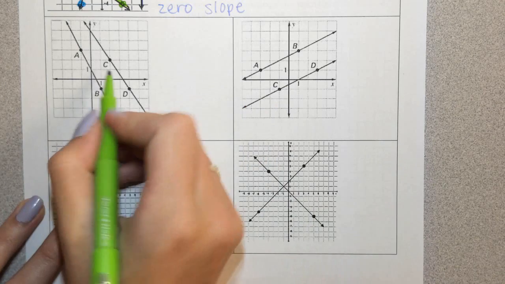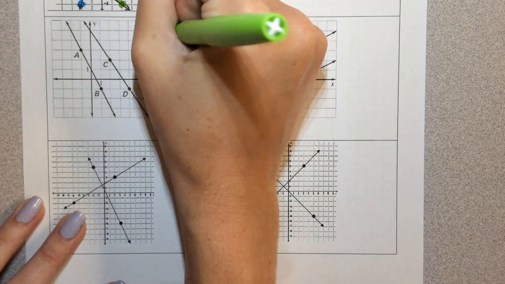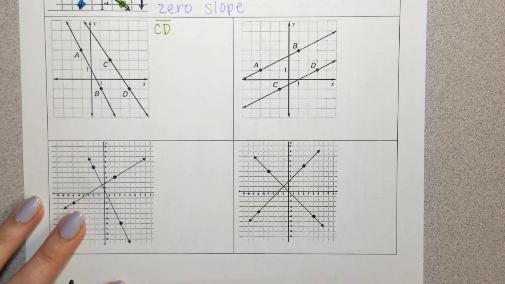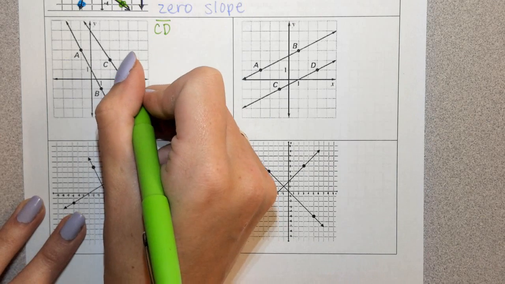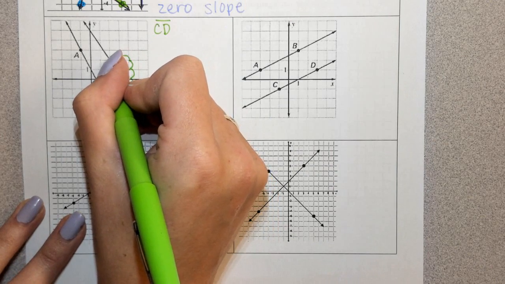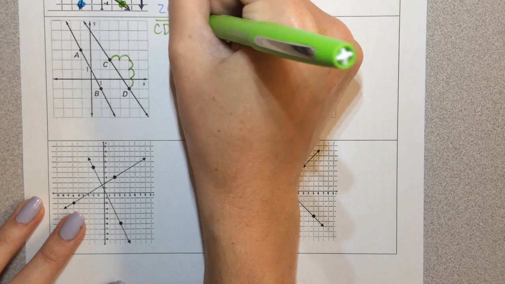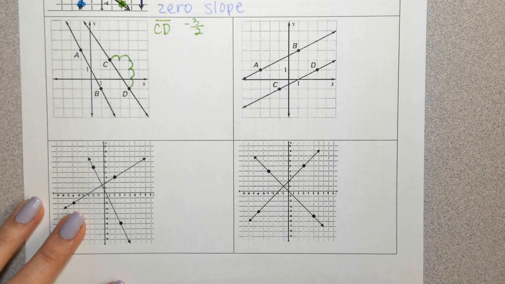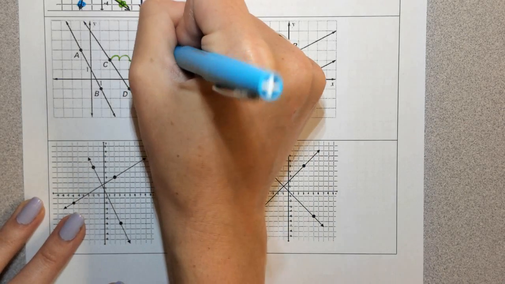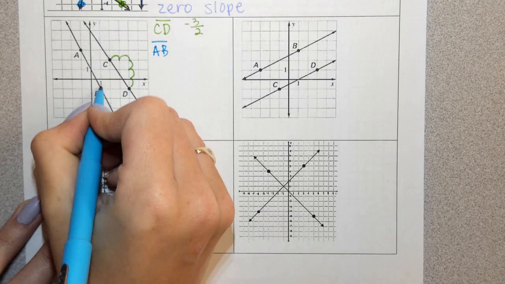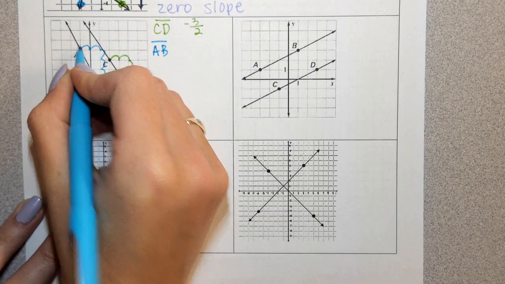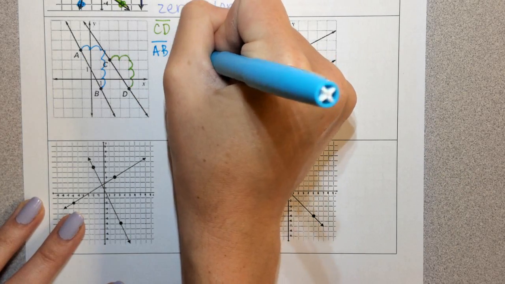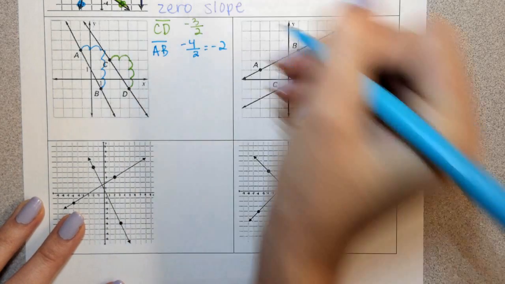So first let's find the slopes. Line CD, that's how you can write a line, by putting just a little line over the letters. We count the rise over the run. I get a slope of negative 3/2. And then same thing, let's find the slope of AB. I count my rise over my run is negative 4 over 2, which simplifies to negative 2.